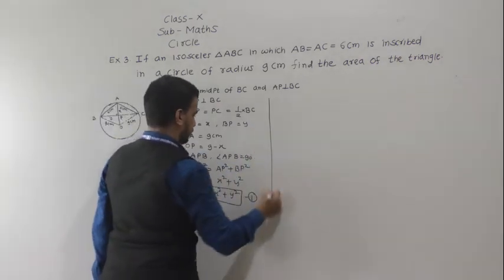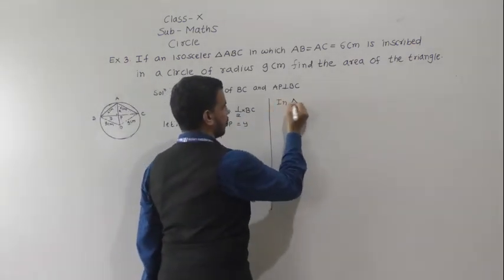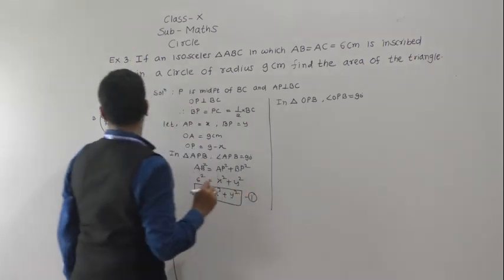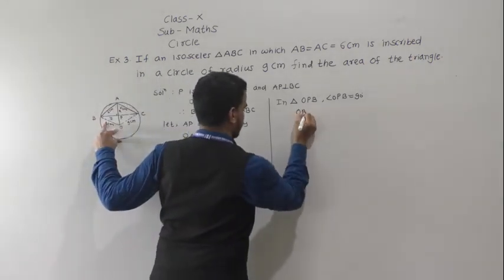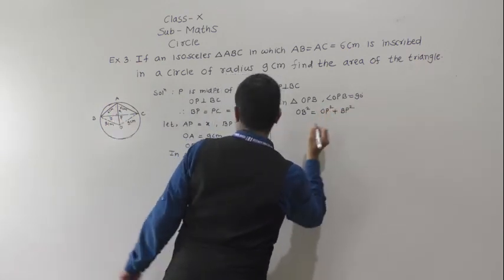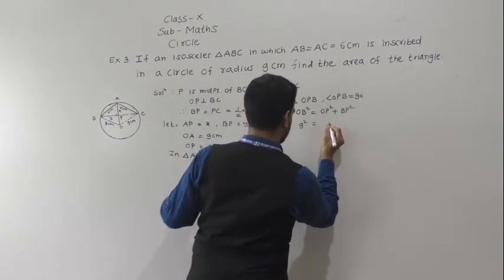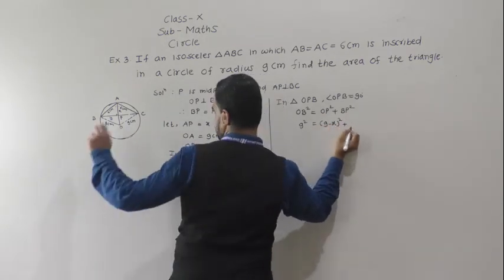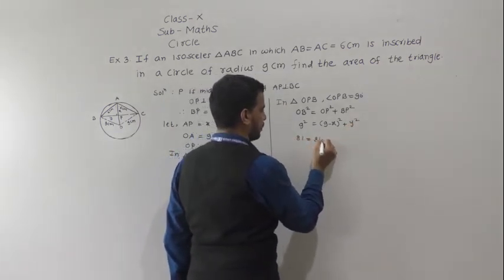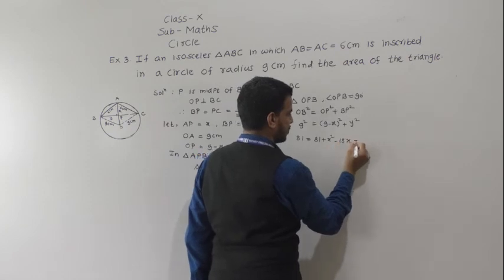Okay, second equation. Now we use the Pythagoras theorem in triangle OPB. In triangle OPB, angle OPB is equal to 90 degrees. So OB square is equal to OP square plus BP square. OB is 9, so 9 square is equal to OP, which is 9 minus X, so (9 minus X) whole square, plus BP which is Y, so Y square. If we expand this, we get 81 plus X square minus 18X plus Y square.